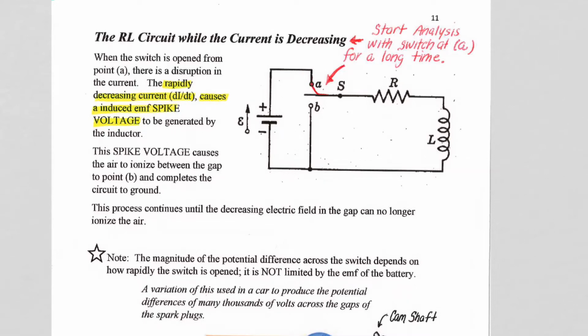In this lesson, we're going to begin to look at the RL circuit when the current is decreasing. Now, as it says here, when the current is decreasing, you will start your analysis with the switch at position A, and it's been there for a long period of time. That's t equals infinity. So we're assuming we have reached a steady state value based on a time of t equals infinity.